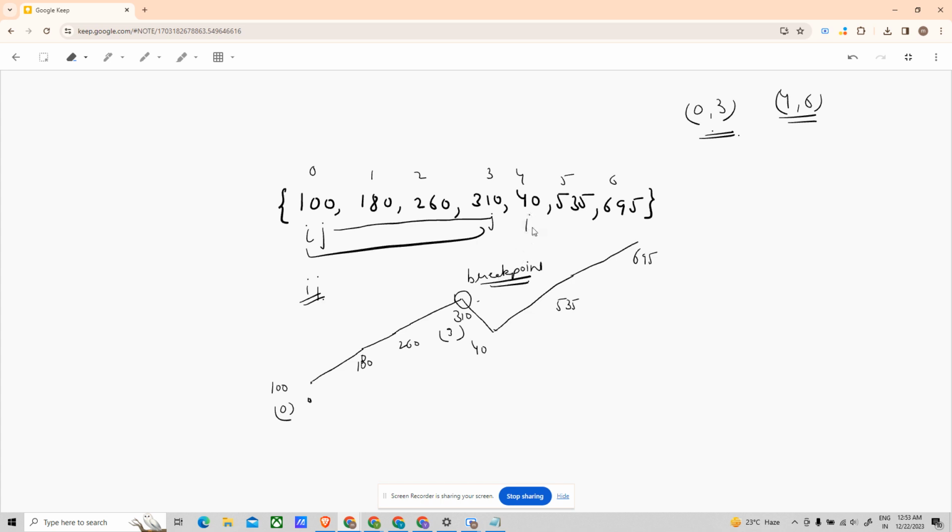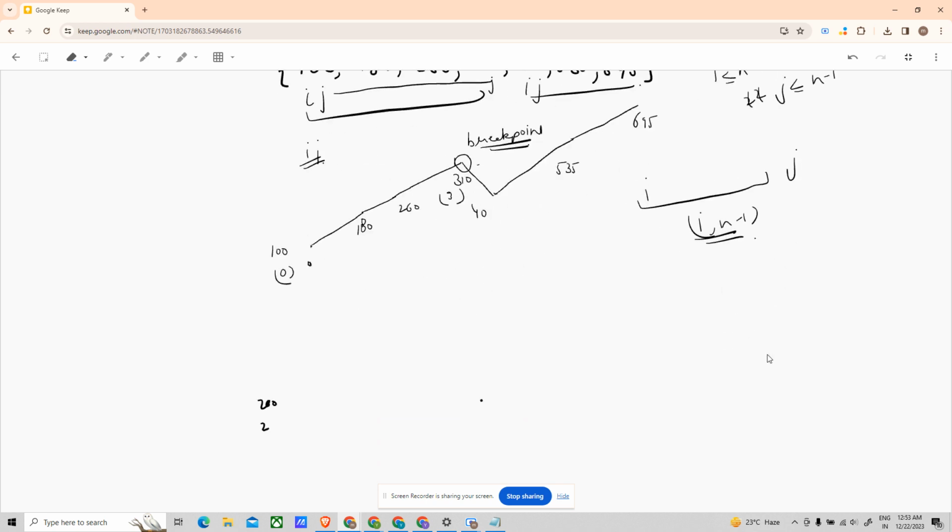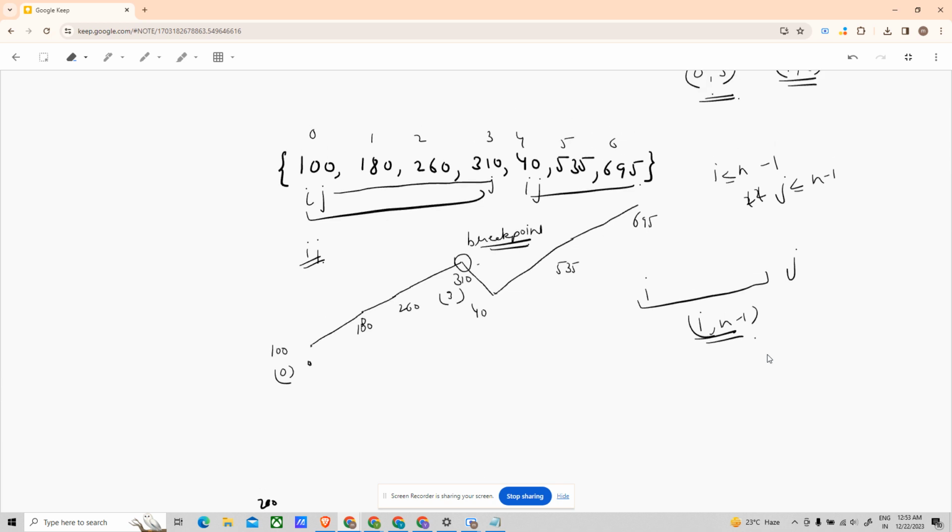move i here, j here, and then keep doing it until i is less than or equal to n minus 1 and j is less than or equal to n minus 1. If i is lying somewhere here and j has surpassed the limits, then the last segment would be i to n minus 1. I hope I have made myself clear. Let's see how it would work.